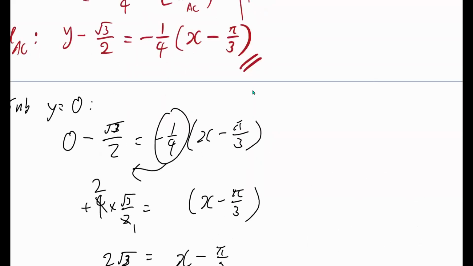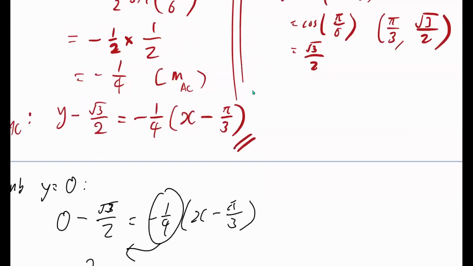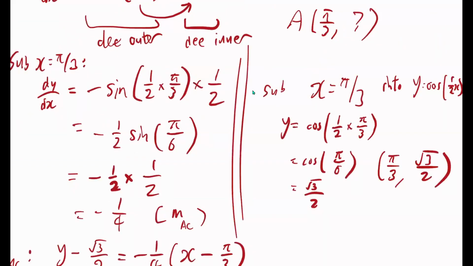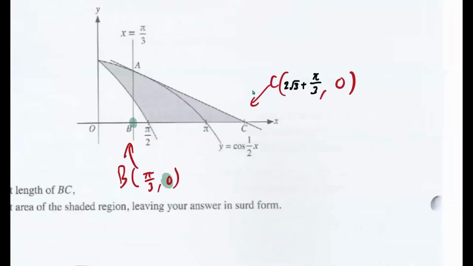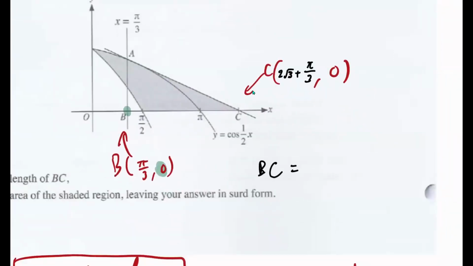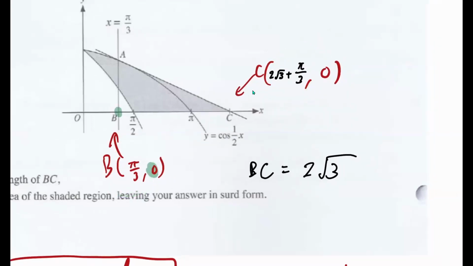2 root 3 plus pi over 3, comma 0. Very good. Now can you find the length BC? Yes. BC is 2 pi over 3. You mean 2 root 3. Yes, I mean 2 root 3. Okay, very good. That is part 1 done.